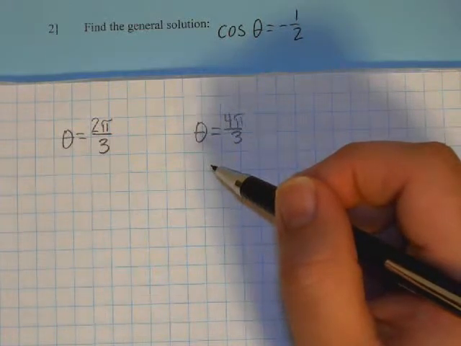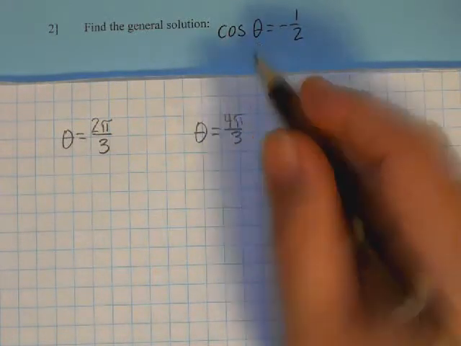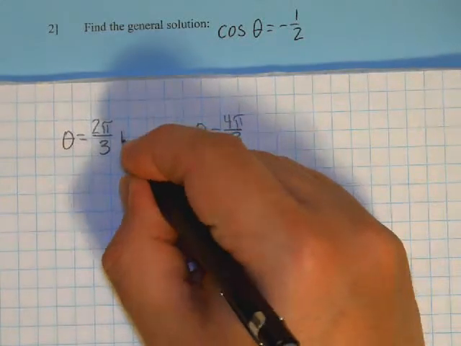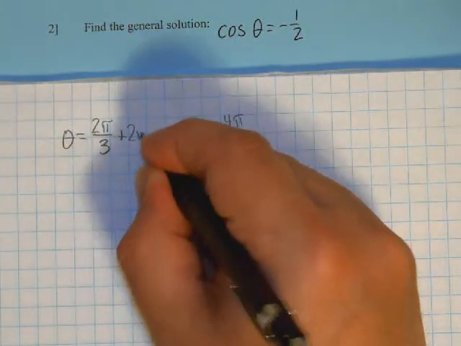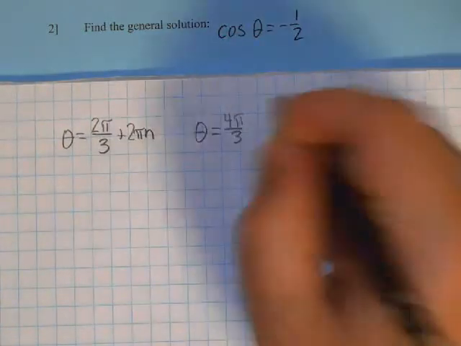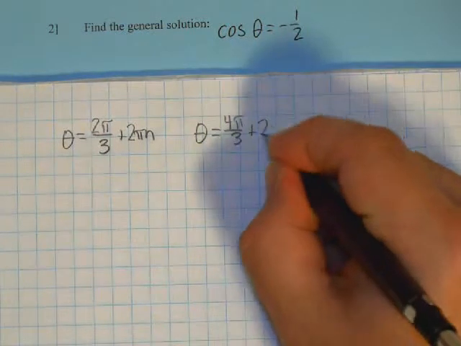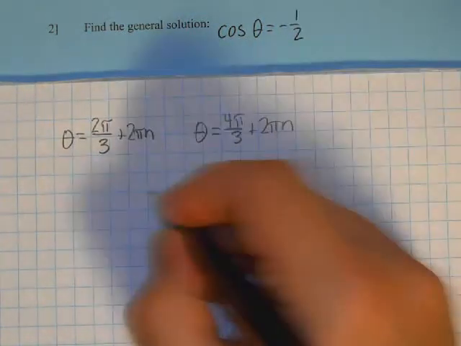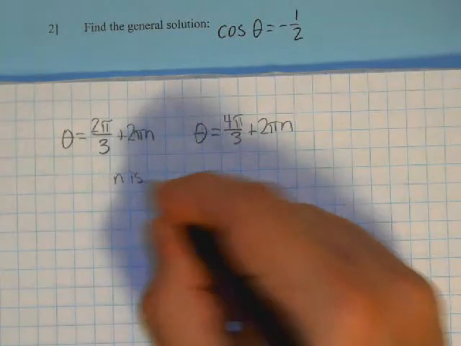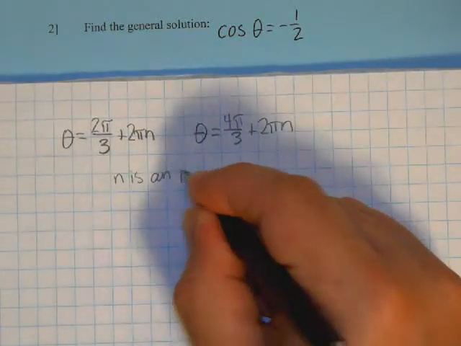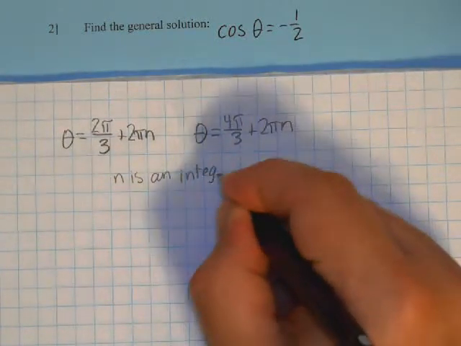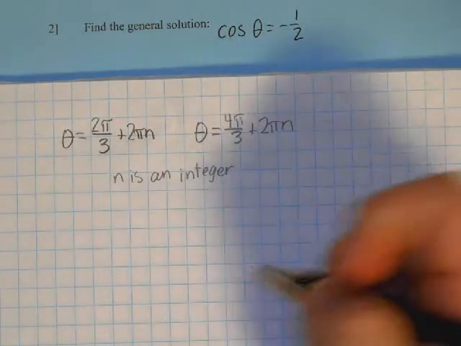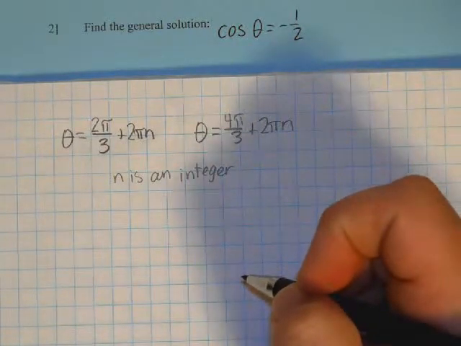But we know that there's an infinite number of solutions to this equation, so we can write that by including the period 2 pi times n, where n is an integer. Now this n is an integer. I'm not going to require you to do it, but just realize that that's really what we're saying. So these would be my general solutions to that problem.